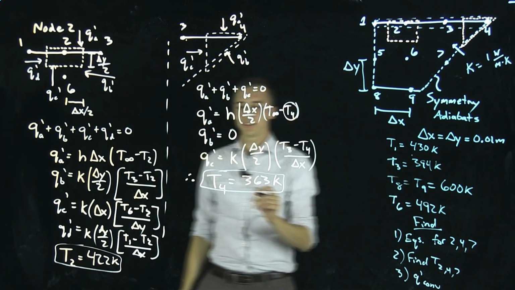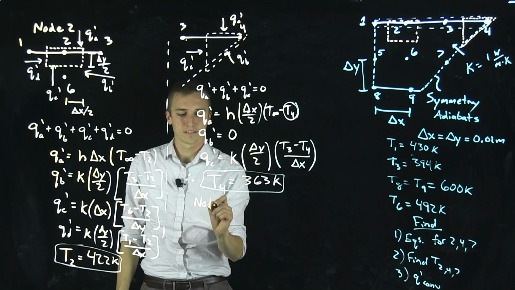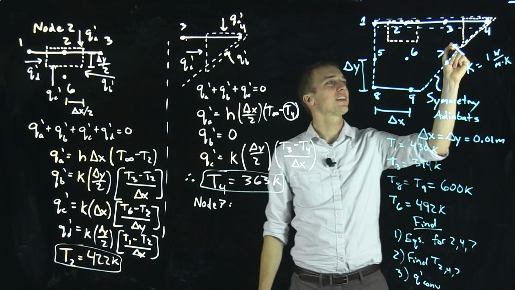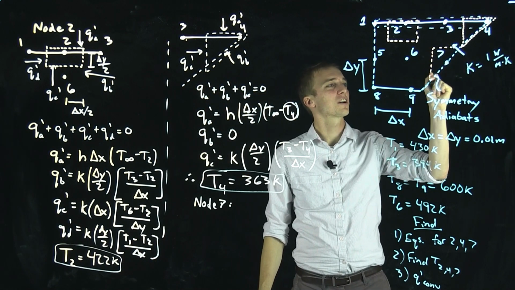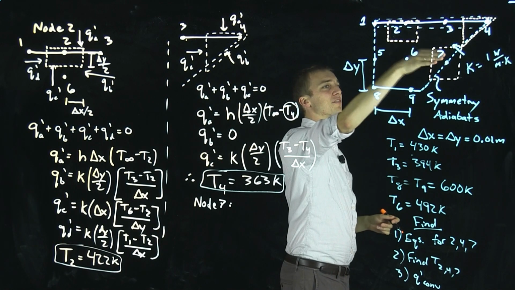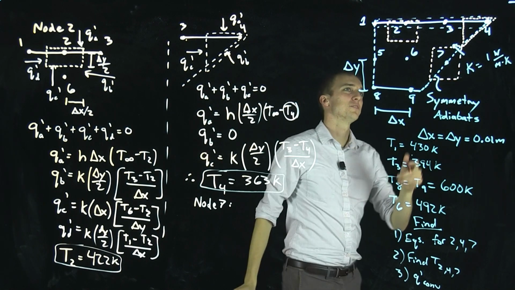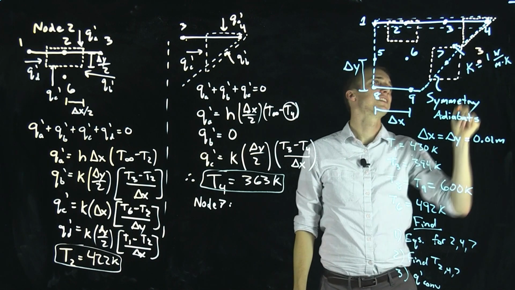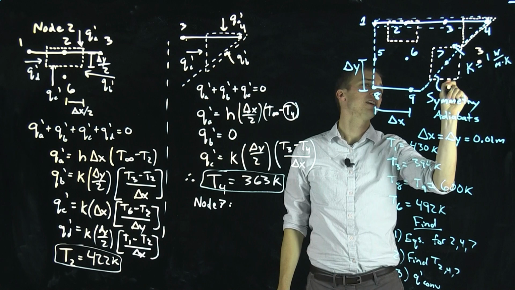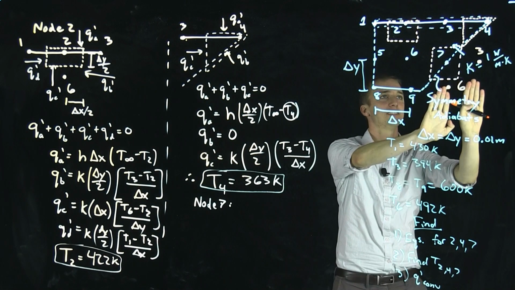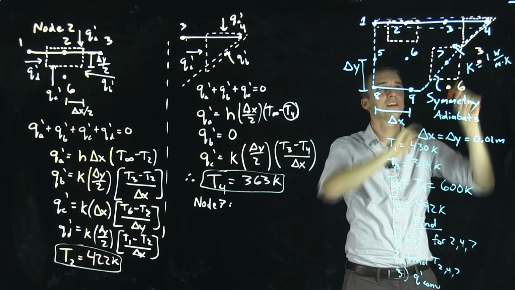Okay, finally we're asked to do node number 7. Node 7 is right here. We're actually just going to talk about this one right here. So a symmetry adiabat, we can reflect this across, which means that we have over here a node that is equivalent to 3, and down here a node that is equivalent to 6. This has been rotated downwards. So 3 and 6 ended up here.